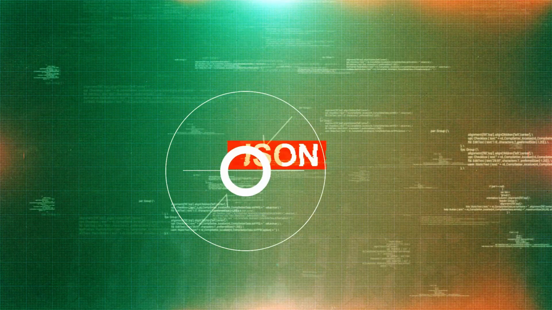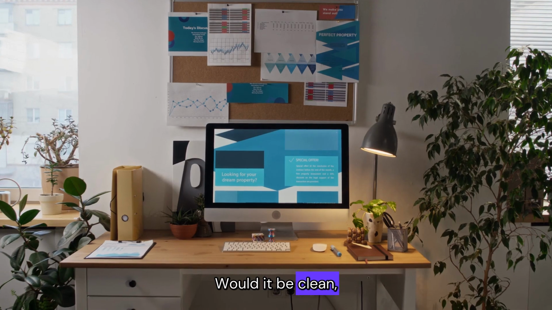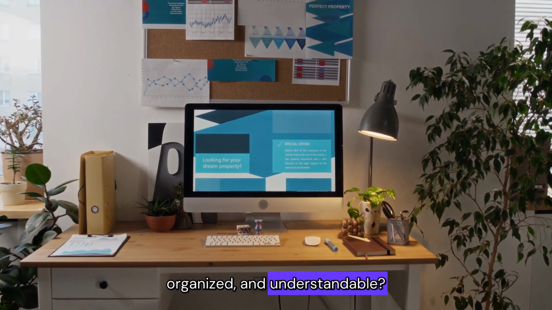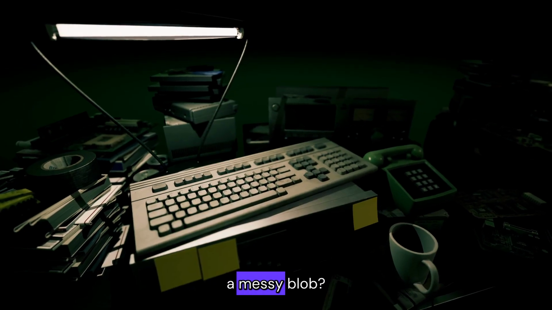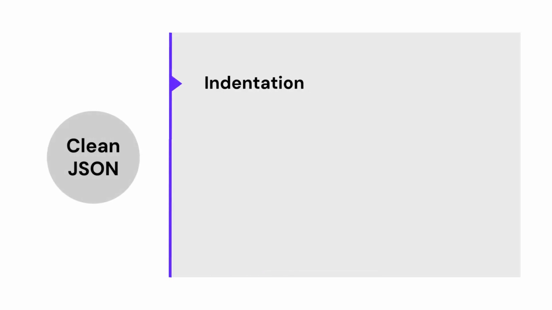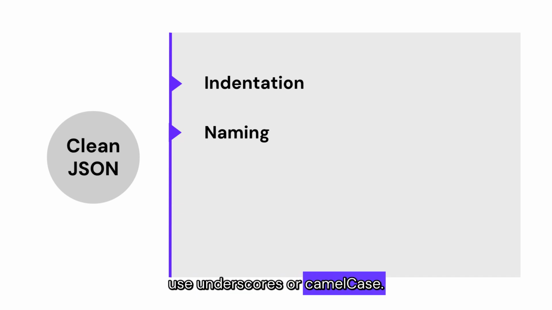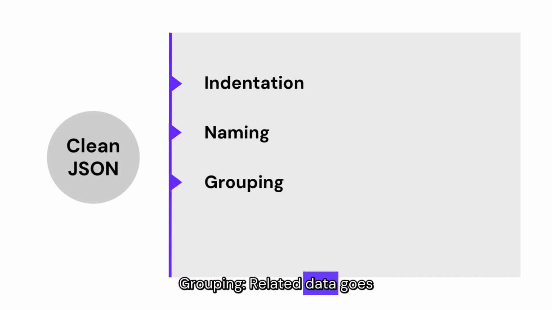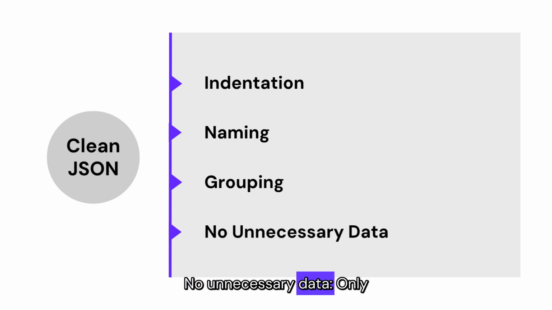If someone else were to read your JSON, would it be clean, organized, and understandable? Or would it be a messy blob? Here's what clean JSON usually looks like. Indentation: use 2 or 4 spaces consistently. Naming: keys should be short, meaningful, lowercase. Use underscores or camel case. Grouping: related data goes inside nested objects or arrays. No unnecessary data, only what's needed, nothing more.